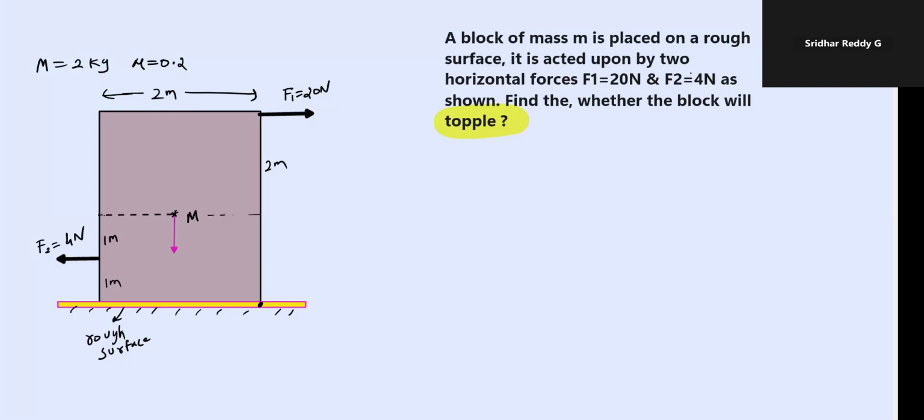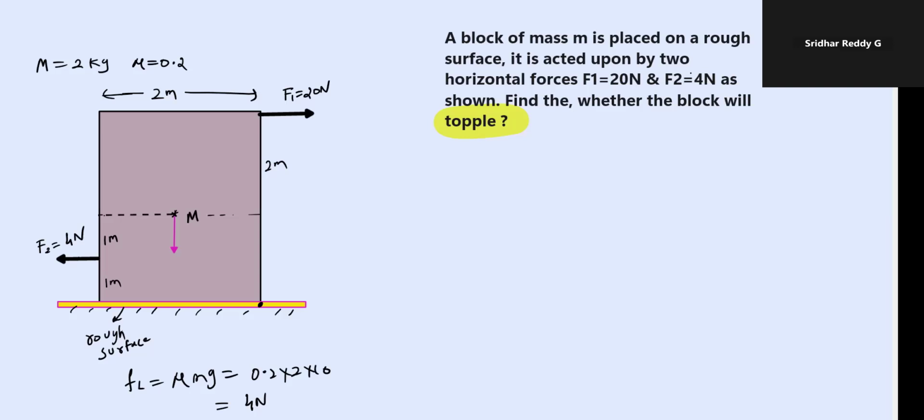Now first we'll start with the friction. Friction force fl should be equal to mu mg, 0.2 into 2 into 10, 4 Newton. Okay, fine. Okay, now the 4 Newton.